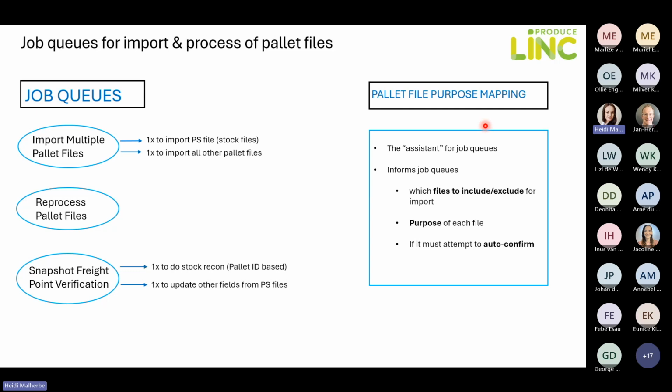And then its last job or purpose is to tell the job queue, the various job queues, if it should flag the files that are automatically imported for automatic confirm. So it's a little switch. You can switch it off if there might be valid reasons why you would want to, but ideally you want to have it switched on for all your pallet file purpose mapping records, if the idea is to streamline your file processing and minimize human intervention.